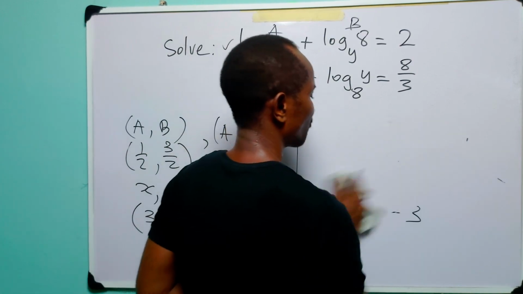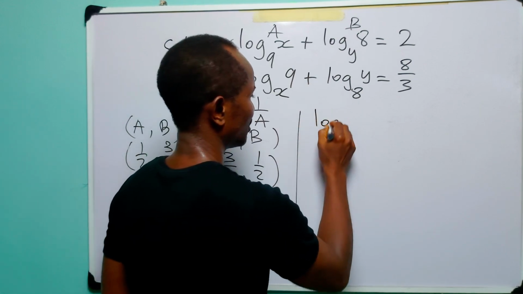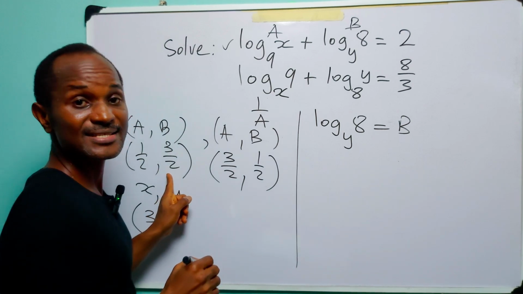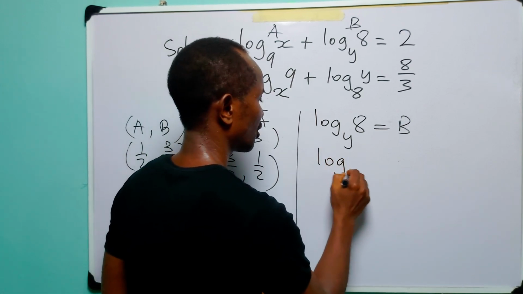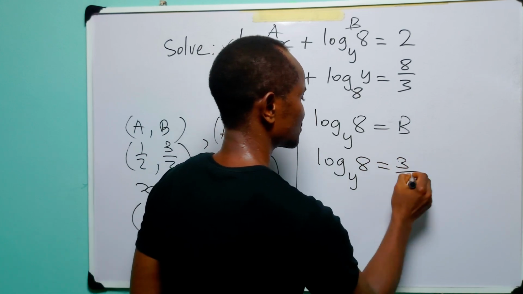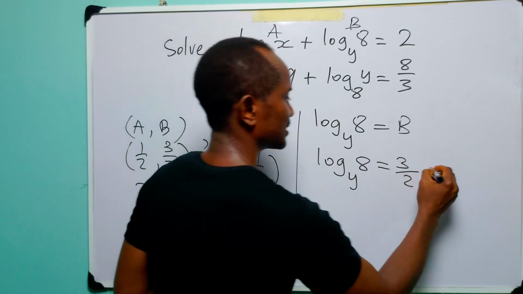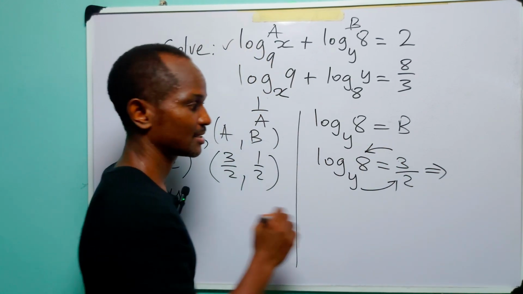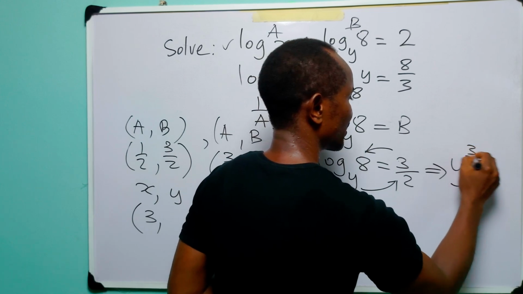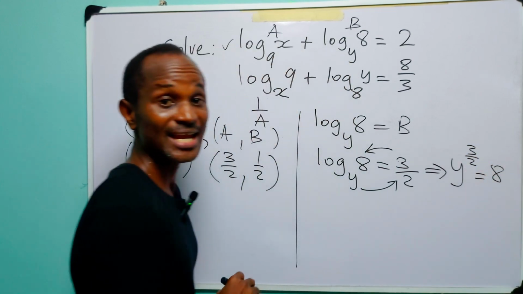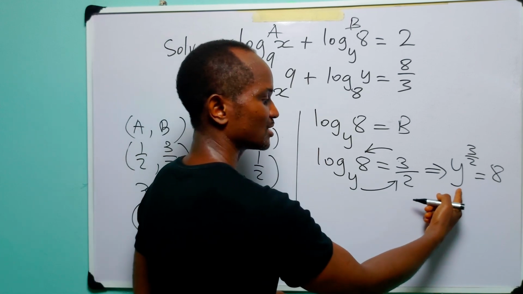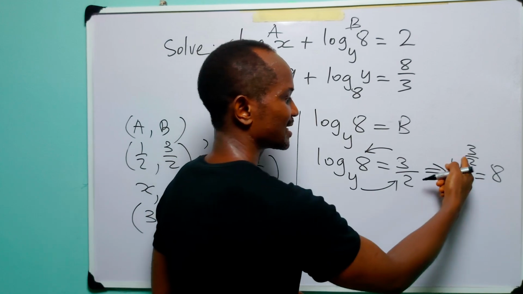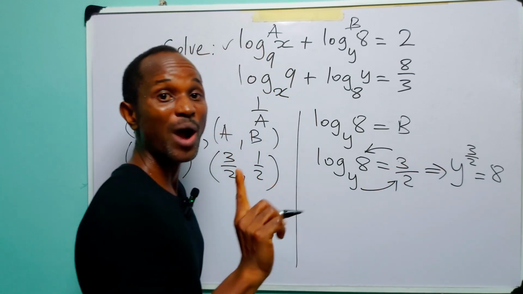To calculate the value of y, we have that log to base y of 8 is equal to b. So when b is 3 over 2, log to base y of 8 is equal to 3 over 2. Once more, this simply means that y to the power 3 over 2 is equal to 8. Now the question is, how are we going to calculate y from this equation? What do we do to make the exponent of y 1?